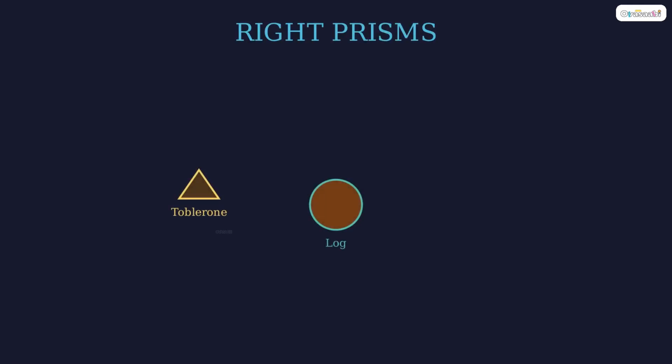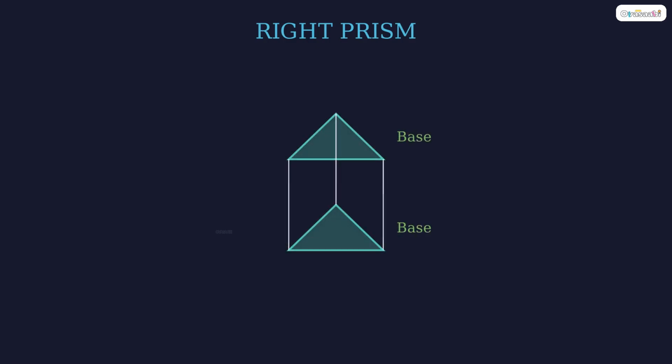Look at a Toblerone box, a wooden log, and a water tank. What do these shapes have in common? They all have the same shape at the top and bottom. They are called prisms. A right prism is a solid shape with two identical flat faces called bases.